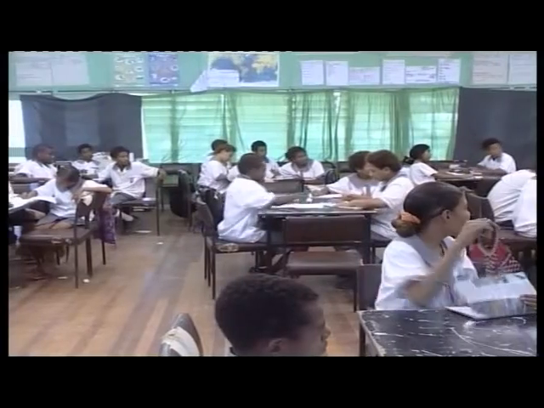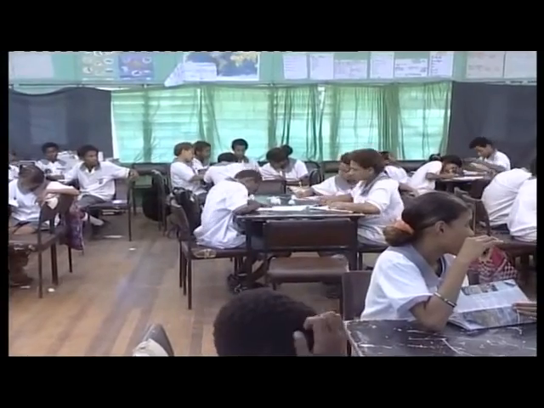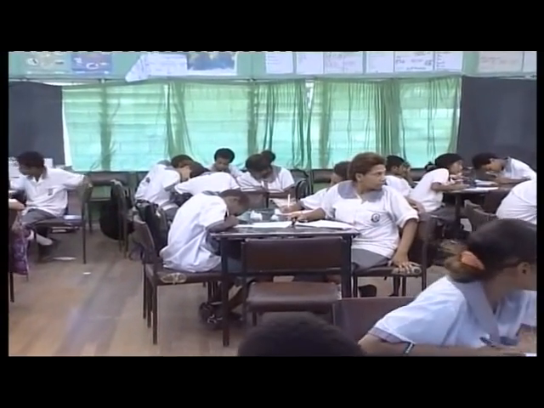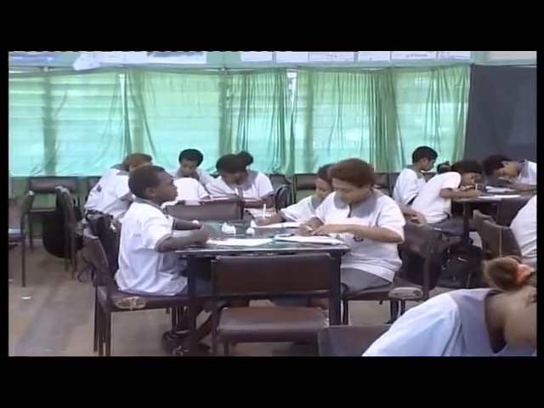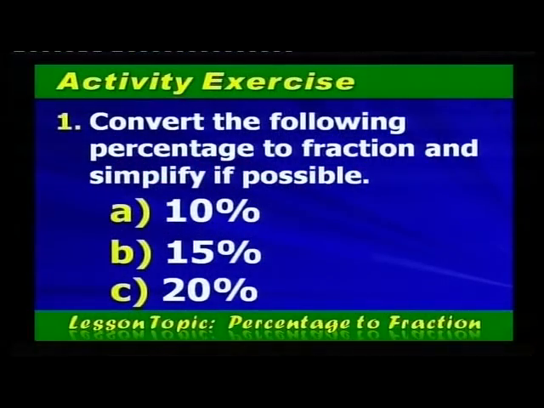You have 2 exercises. One you have 3, and the other one you have 2. So if you don't complete exercise 2, you will complete that for homework. So class, you have 3 exercises for you to complete. I will give you 5 minutes to at least complete these 3 exercises. Convert the following percentage to fraction and simplify if possible. And you have 10%, 15%, and 20%. Write neatly in your books.